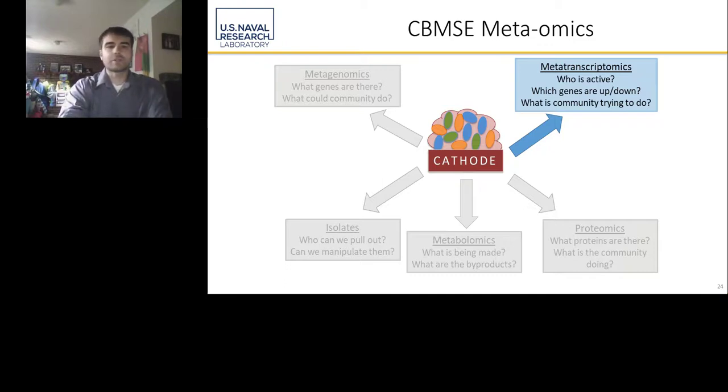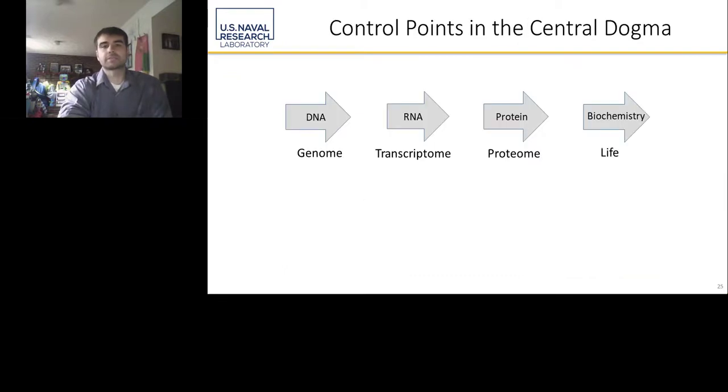So right now I'm going to start talking more about the metatranscriptomics of this community. And so what we're interested in from this is basically what organisms are active and which genes are being used. And this gives us an idea of what this community is trying to do. And we're going to look at two different conditions to see how what it's trying to do changes depending on what the condition is.